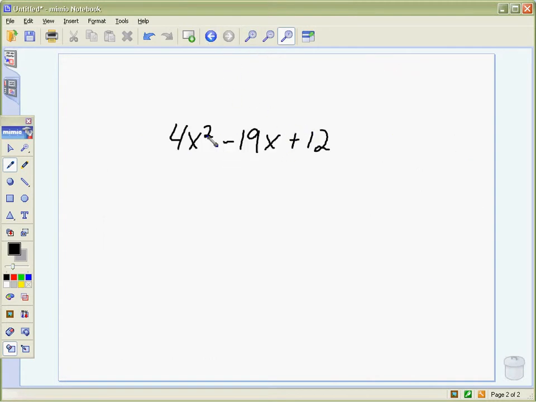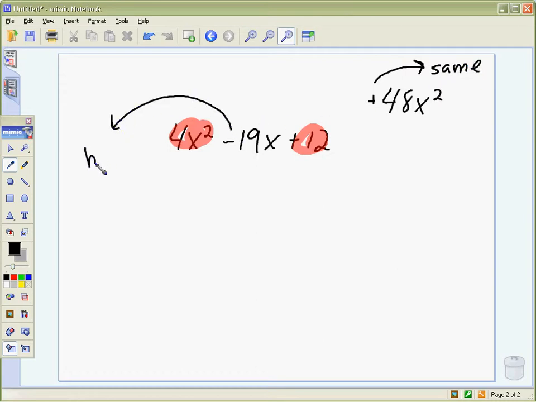One more example. First we multiply the first term times the last term. 4x squared times a plus 12 gives me a positive 48x squared. It's positive, so this tells me my signs will be the same. And this one over here tells me they're both going to be negative. So I need to look at all of the ways that I can multiply to get 48x squared. Now remember, we are adding to get a negative 19x and multiplying to get 48x squared.